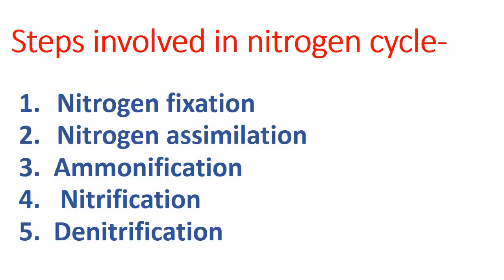So what are the steps involved in nitrogen cycle? Basically there are 5 steps. First is nitrogen fixation, second is nitrogen assimilation, third is ammonification, fourth is nitrification, and fifth is denitrification.